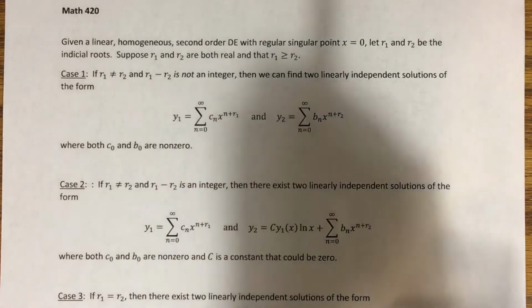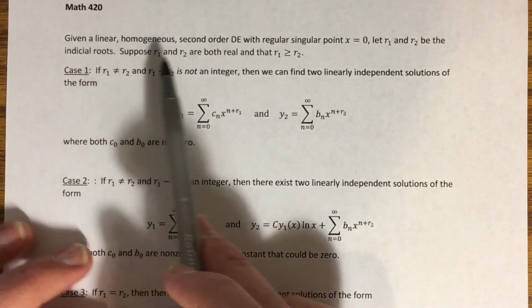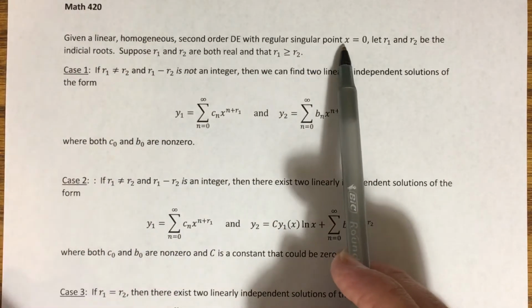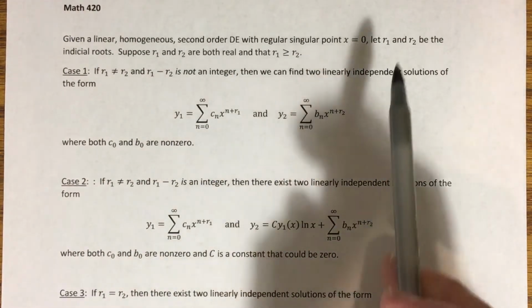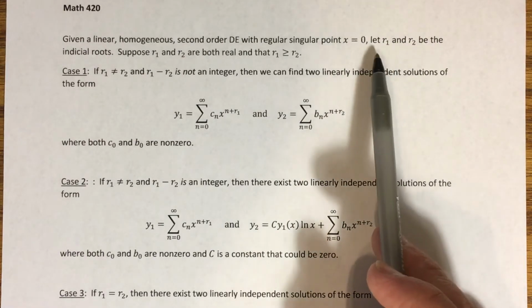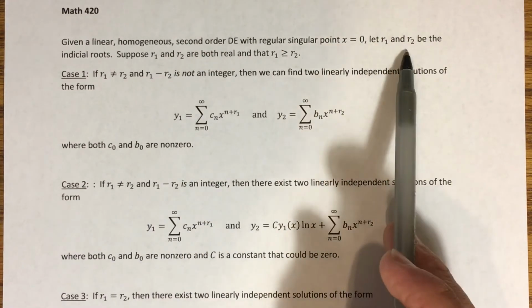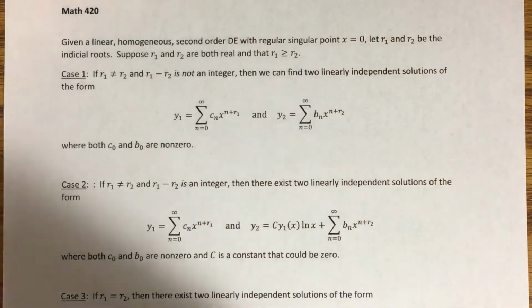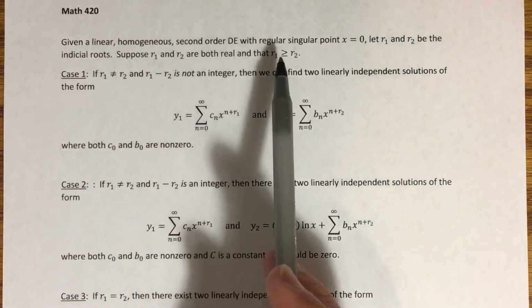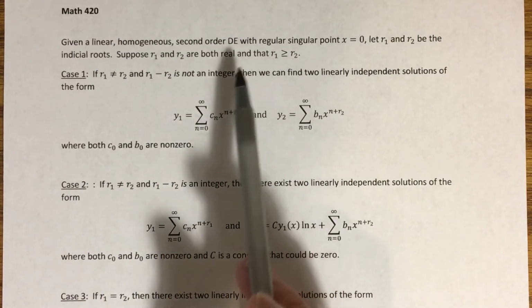Okay? So again, suppose that we have a linear homogeneous second-order DE with a regular singular point, and we're specifically thinking about x equals 0 as our singular point. And let R1 and R2 be the indicial roots. We're going to suppose that both R1 and R2 are real numbers. Remember, solutions to DEs can be complex, but for this, we're assuming they're real. And that R1 is greater than or equal to R2.